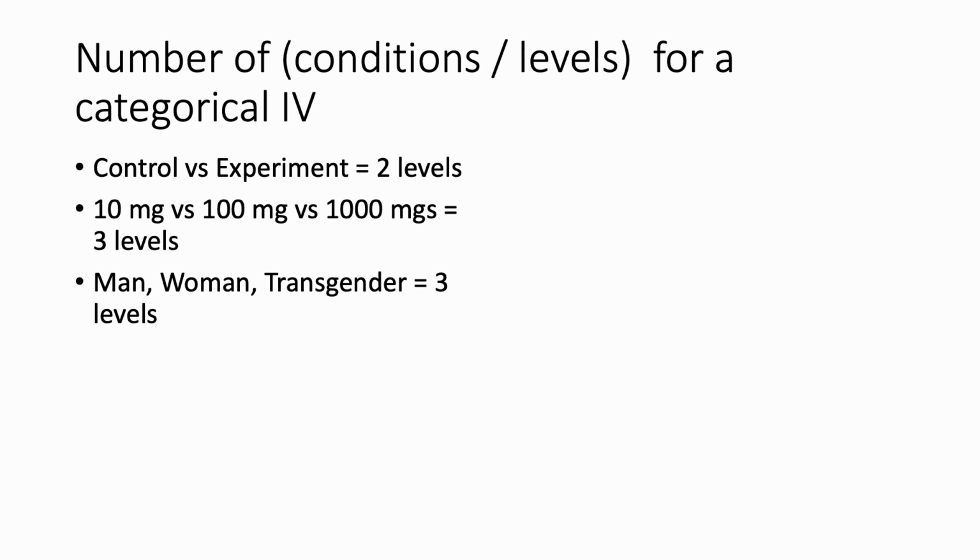Number of conditions or levels for a categorical variable, that's something else you have to think about. This is not hard. Control versus experimental has 2 levels. 10 versus 100 versus 1,000 milligrams is 3 levels. Men, women, transgender, that would be 3 levels as well. That's very simple.